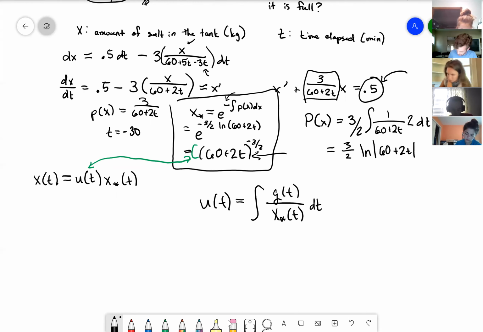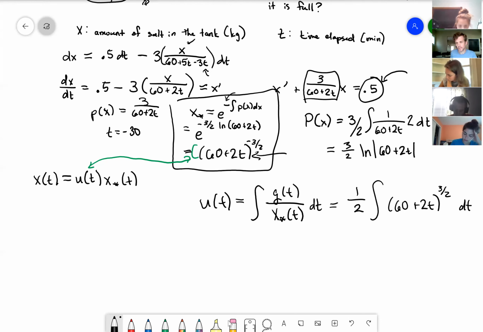And so what does this end up being? Well, our q of t is just 1/2, so I'll just pull that out in front. And 1 over our homogeneous solution, x star, is just, what did we get? This was 60 plus 2t to the minus 3/2. So the reciprocal of that is just 3/2, dt.